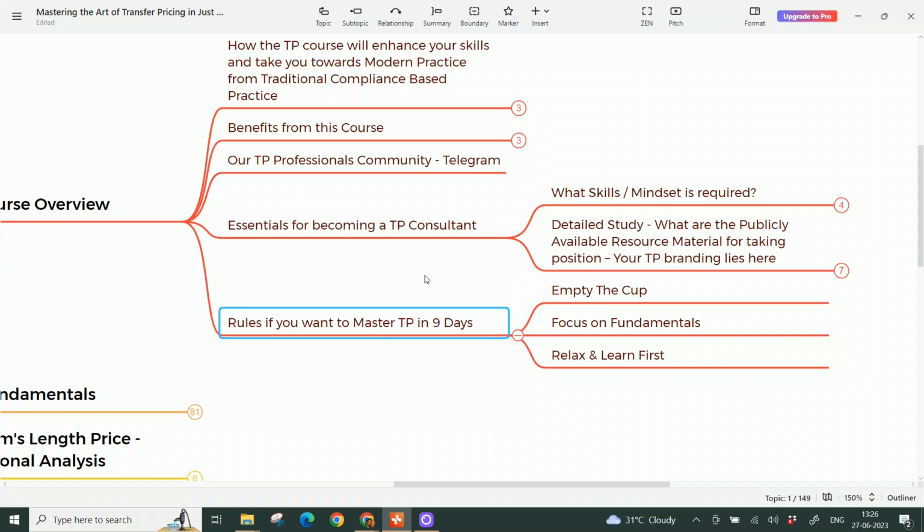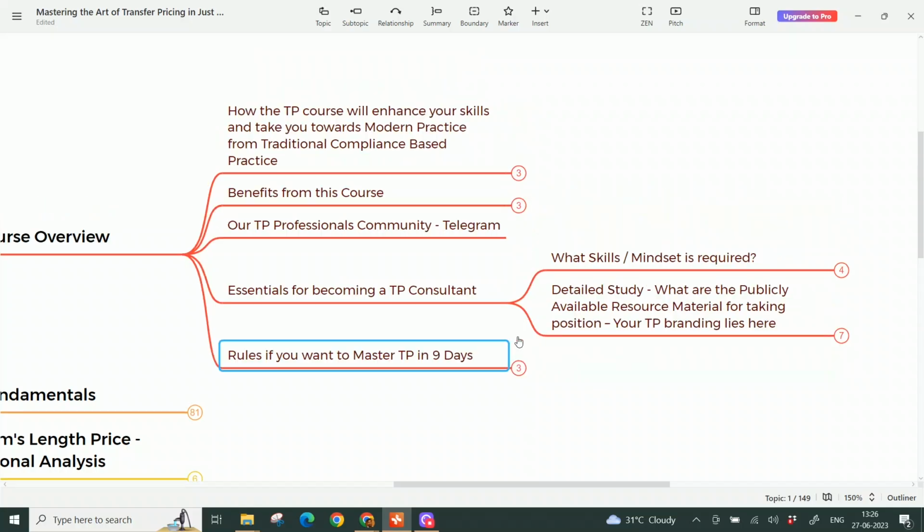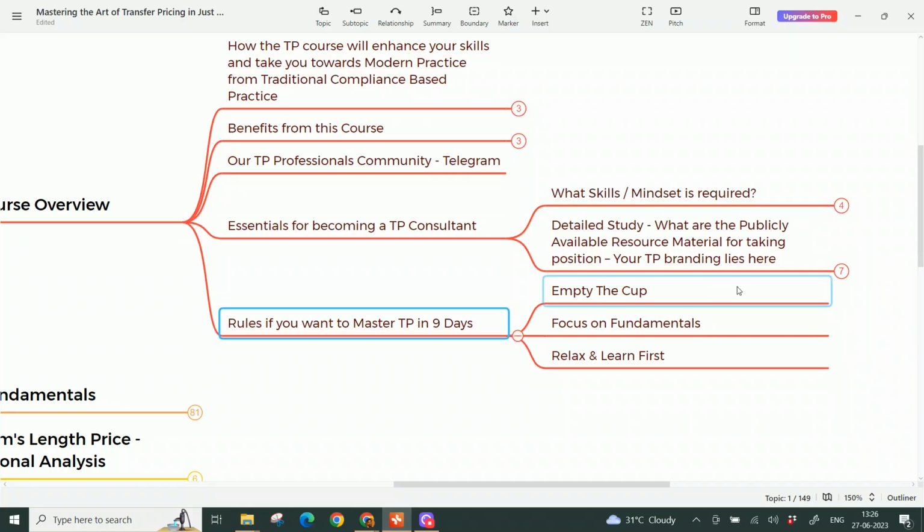So guys, these are all the essential requirements which you are required to adhere to for becoming a transfer pricing consultant. I think I have already discussed the three rules to master transfer pricing, which are: empty the cup, focus on fundamentals, and relax and run first. I hope you learned something out of this entire day 1.